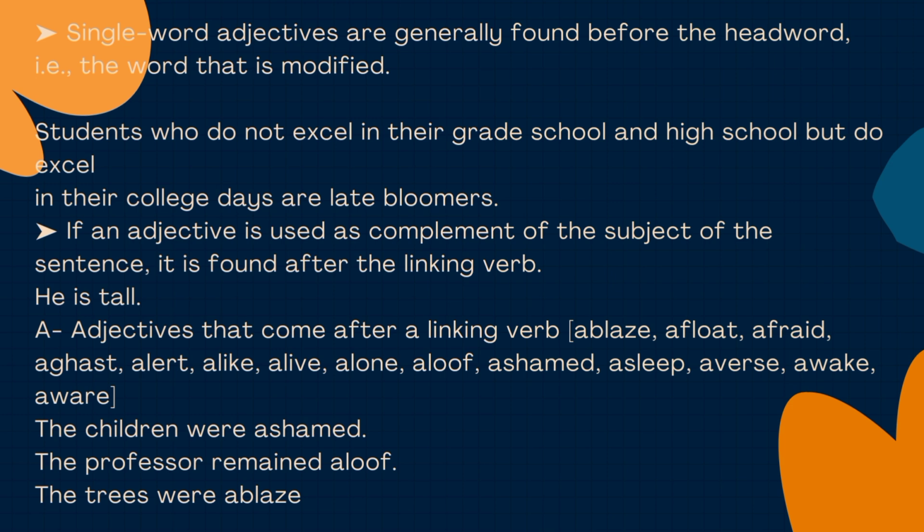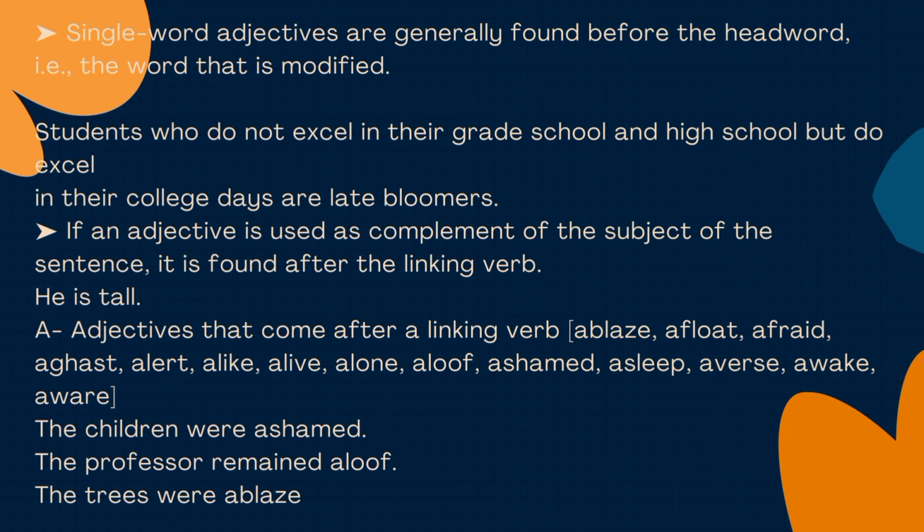Single word adjectives are generally found before the head word, i.e. the word that is modified. So, sa single word adjectives in English grammar, ang mga adjectives o descriptive words na usually one word lang, like beautiful, happy, bright, ay nasa unahan ng head word or yung word na dinidescribe. For example, the bright sun, the happy child. So, usually, itong mga adjectives na ito ay mauuna sa word na didescribe nila, which is the head word.